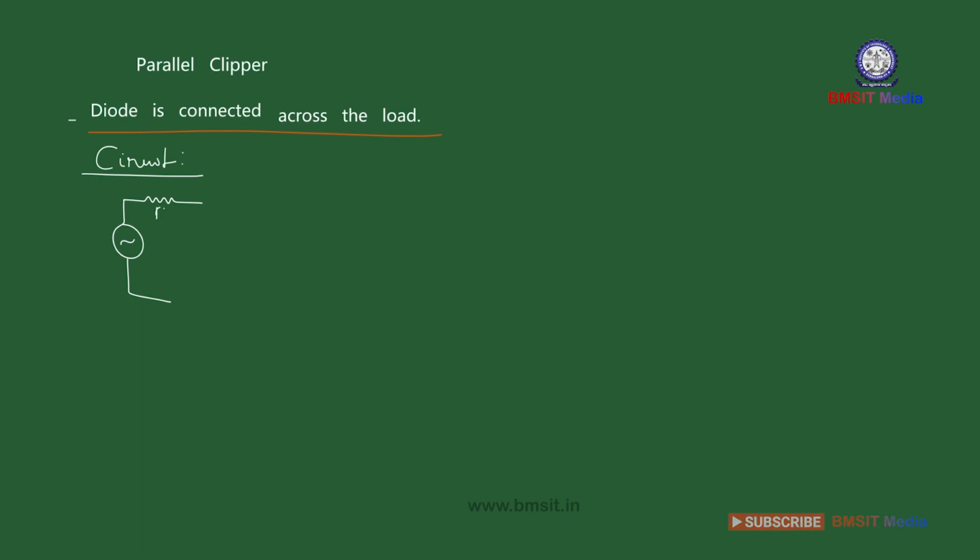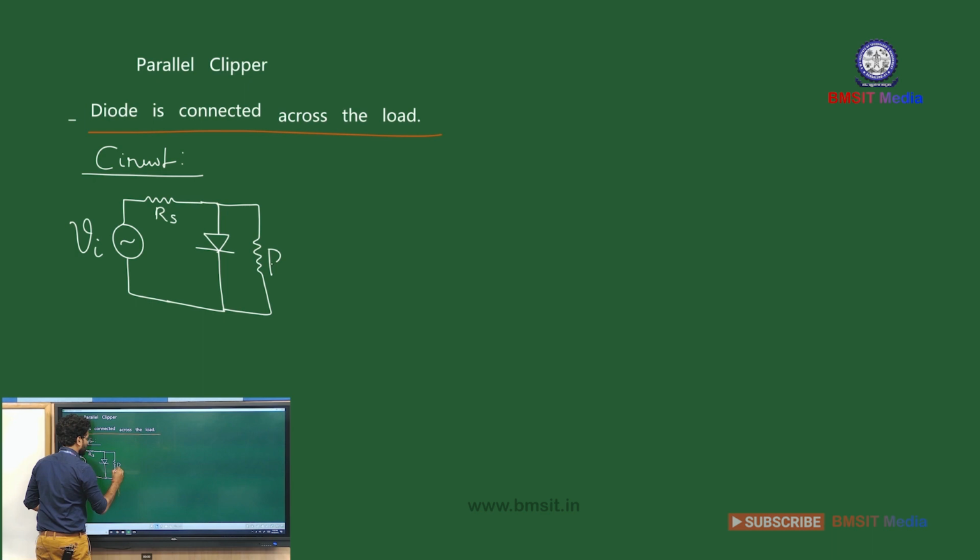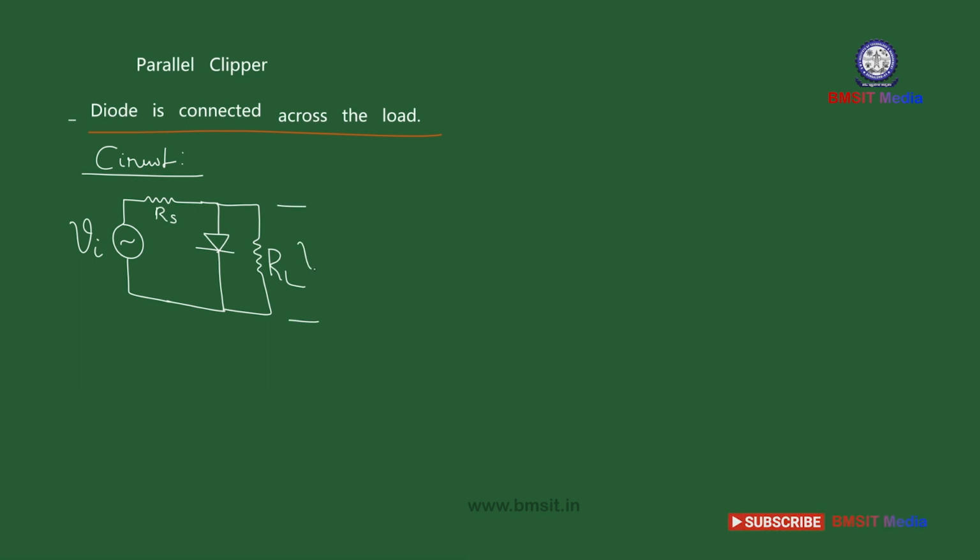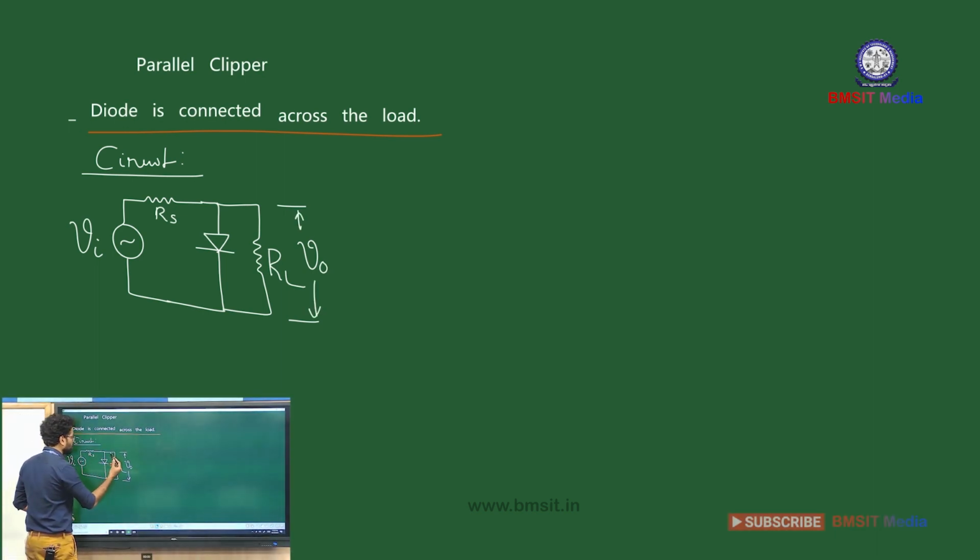This is your AC source, current limiting resistor RS, and then comes the diode, and right across the diode the load is connected. So this is what we have defined. The diode is connected across the load, and here is the diode and here is your load. Right across the load we'll be measuring the output voltage. Measuring the voltage across the resistor is as good as measuring the voltage across the points A and B.